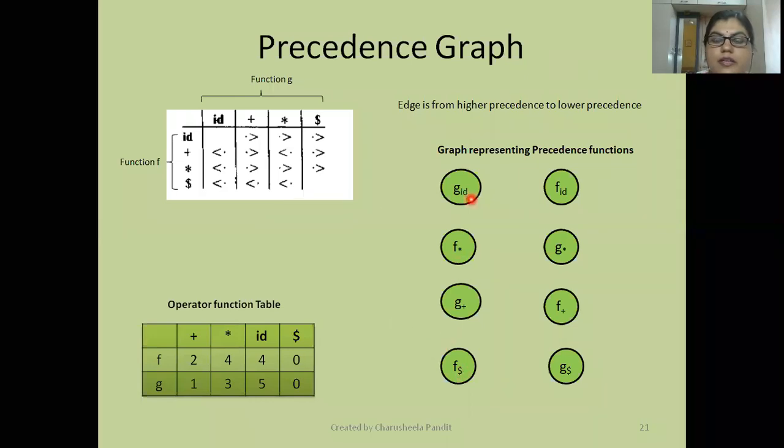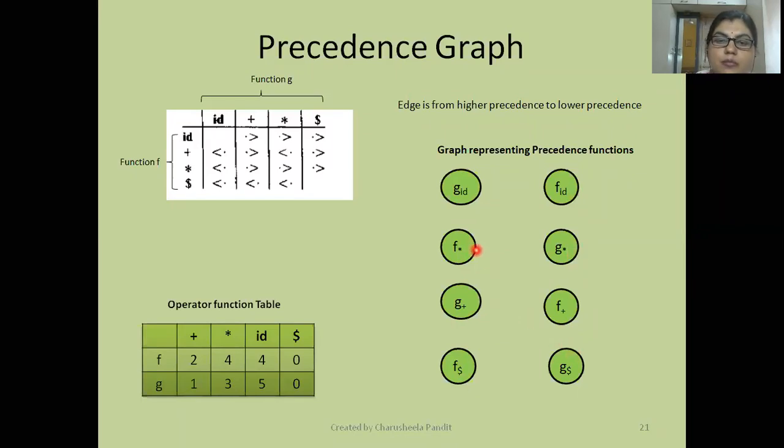These are all terminals. The terminal having the highest precedence is at the first level. Similarly here, we have ID because it is having the highest precedence. The ID comes first, then asterisk, then plus, and then the dollar. You can put all f functions at one side and all g functions at one side. That is, you can have gid, g star, g plus, and g dollar. Here you can have fid, f star, f plus, and f dollar.